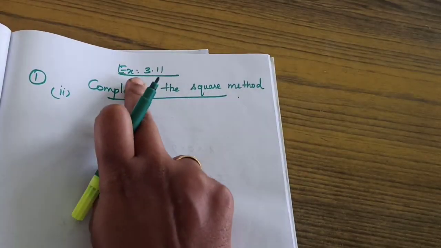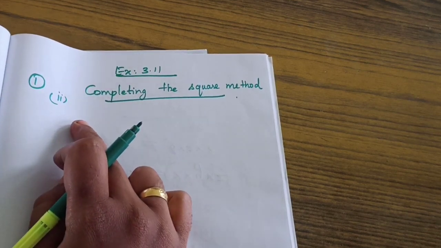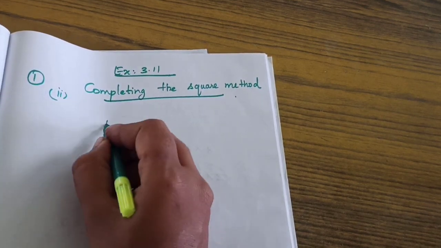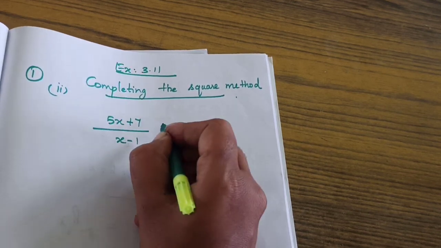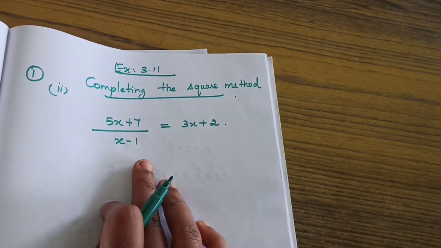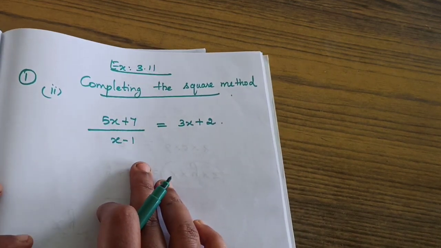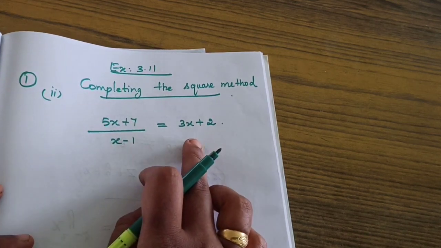Okay, dear students, listen, exercise 3.11, first Roman, second problem. First problem homework, now second problem. 5x plus 7 divided by x minus 1, which is equal to 3x plus 2. For the completing the square method, first you need to check whether the given equation is in standard form. Here, this is not in standard form. Shall we convert into standard form now?